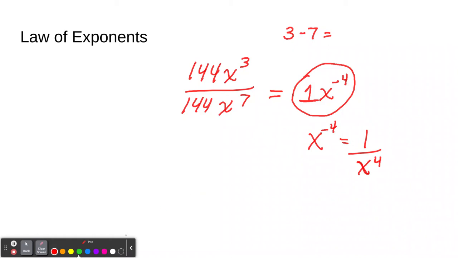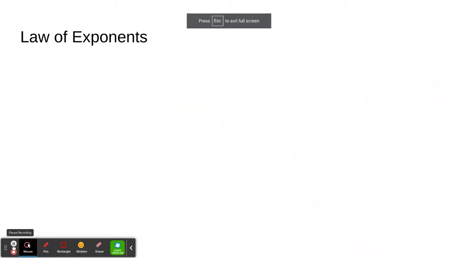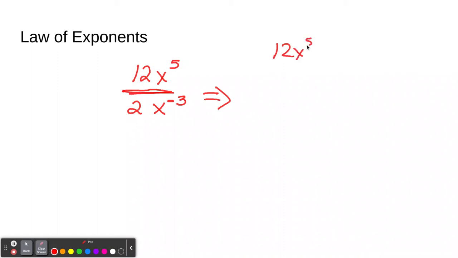All right, let's do a few more of those negatives. Make sure we have our pen. Let's stick with red. What if I had 12x to the 5th power divided by 2x to the -3rd power? That's an interesting one. What do you think this one would be? Be careful here. Okay, so 12 divided by 2, right? So again, this is just like saying 12x to the 5th divided by 2x to the -3rd.